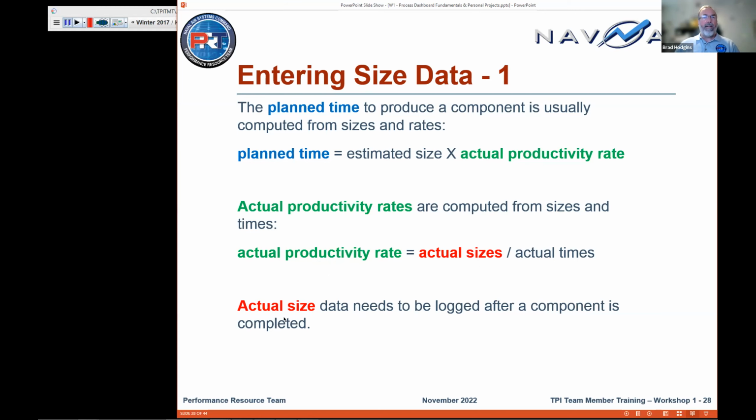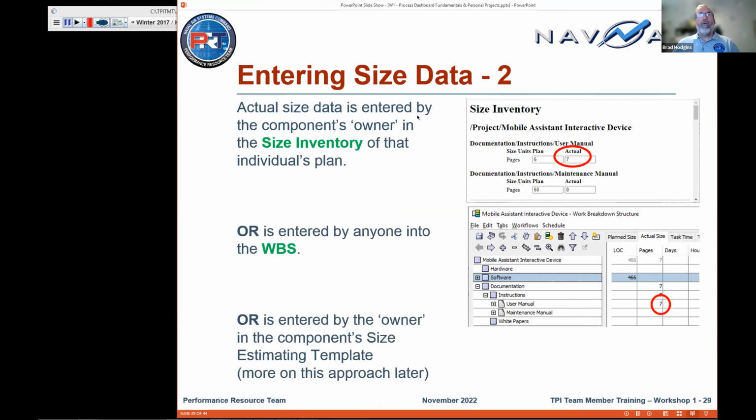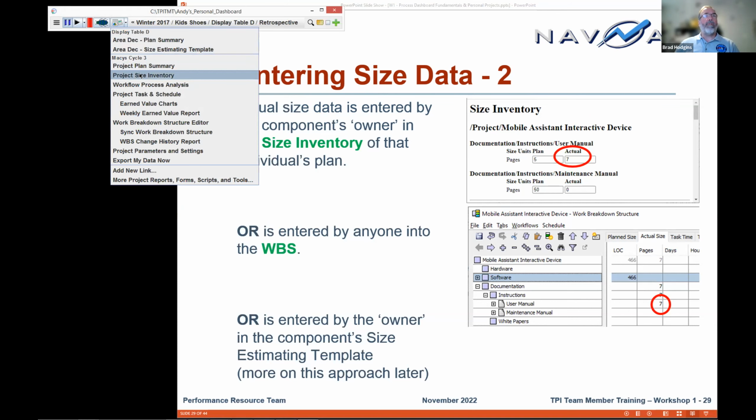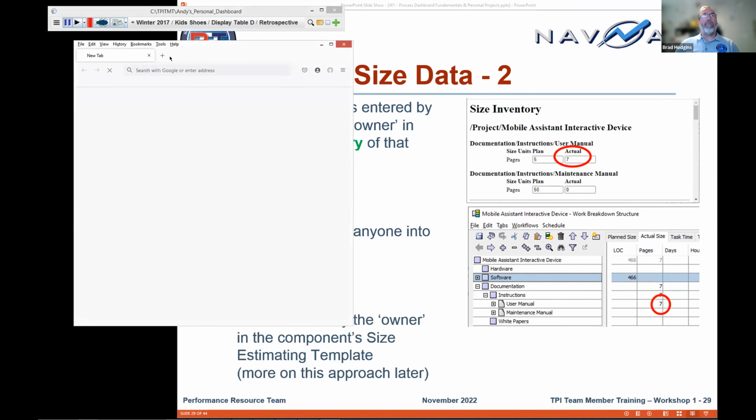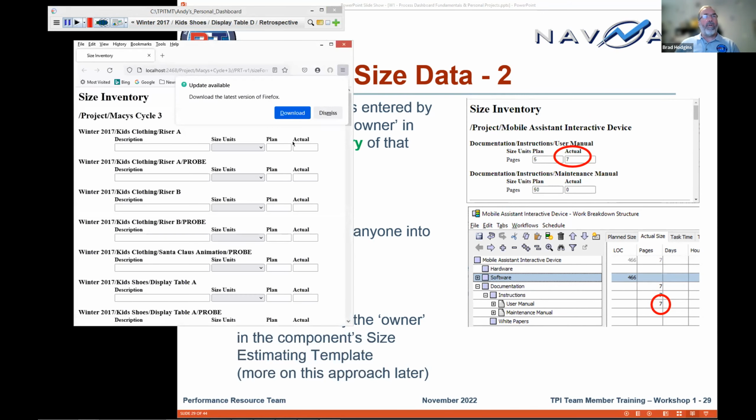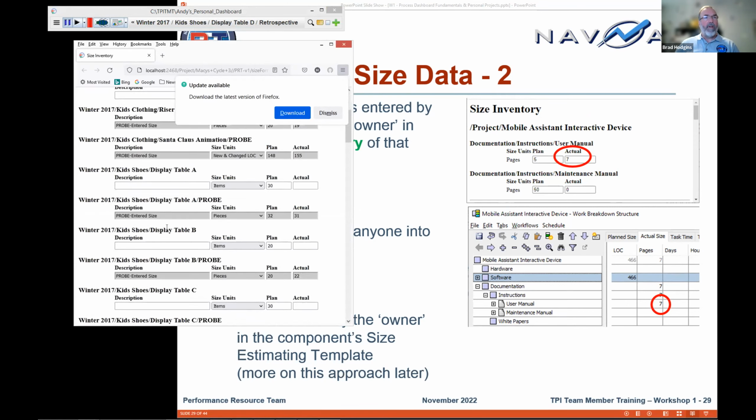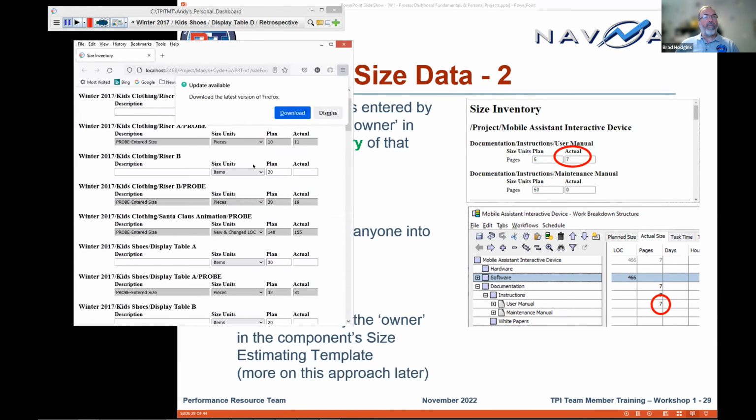You need that time. Well, how do you get your actual sizes? You need to log them once the work is done, because you don't know how big it is until you've finished it. There's a couple of ways to do that. One way, which has been there for a long time, is a size inventory pull down in the command window. So here it is. This is project size inventory, and it pulls up an inventory, and you can type in, like you see over here, actual sizes for some of these pieces, and all the pieces that you have plans and actuals for appear in this list.